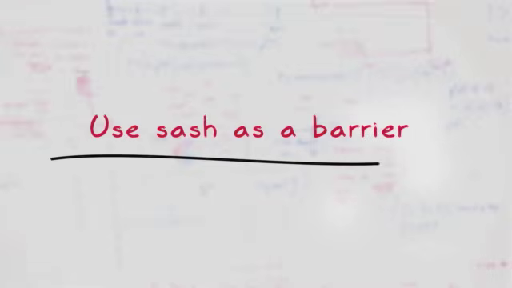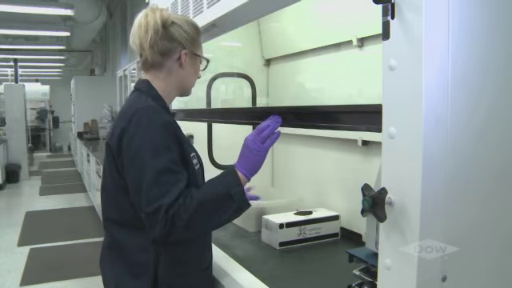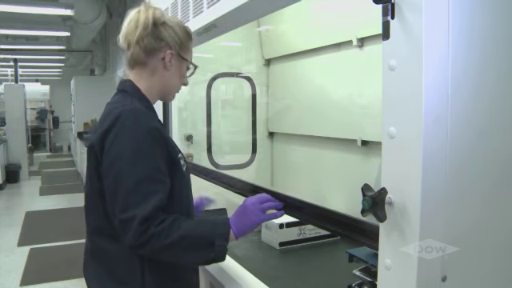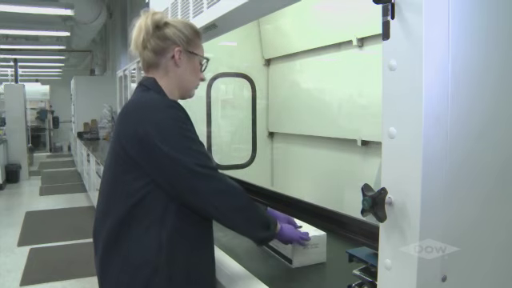She uses the sash as a barrier. Keep the sash as low as reasonably possible in front of you when using the fume hood. That way, if a splash occurs, the sash will offer protection.